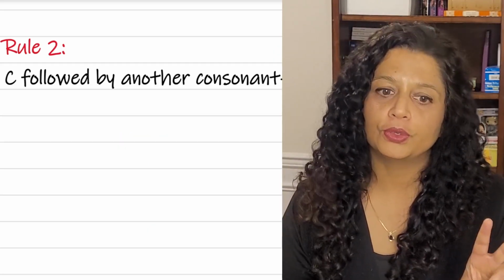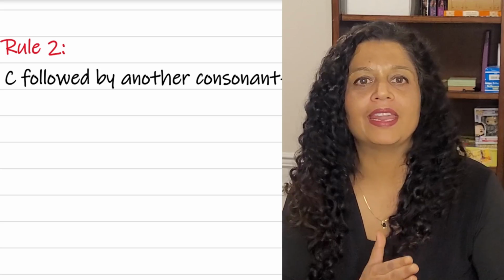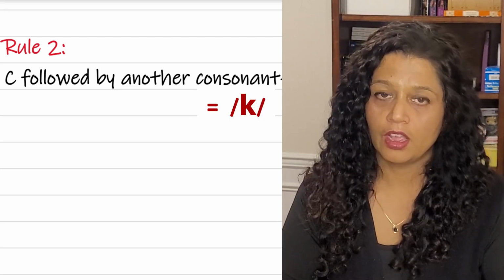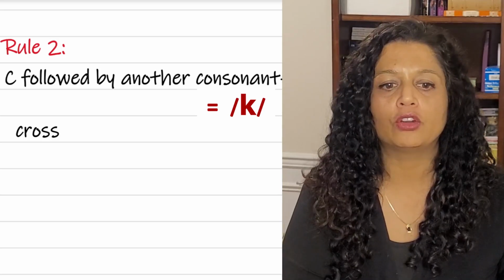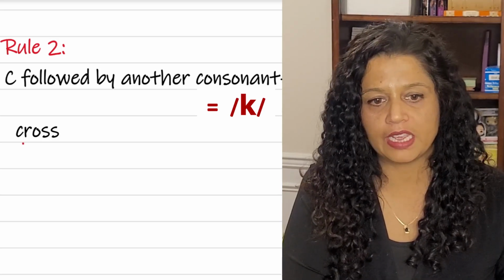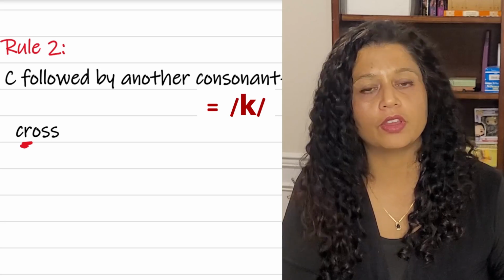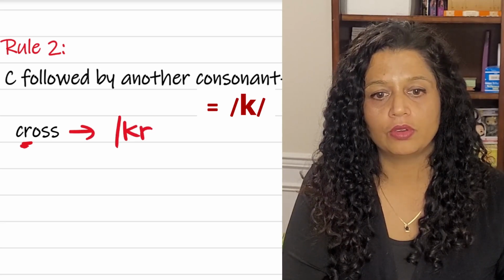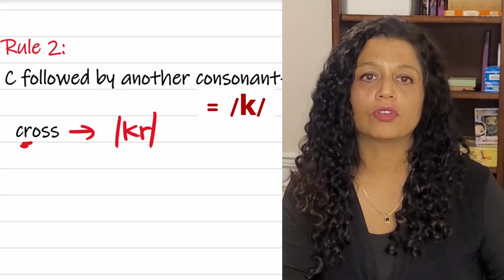Rule number 2. If the C is followed by another consonant, it makes the k sound as well. So an example of a word like this would be cross. Here, the letter C is followed by another consonant, the R sound in this case. So we are going to have the k sound, cross.